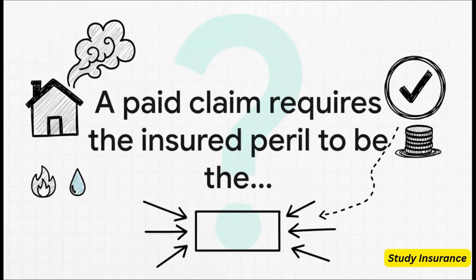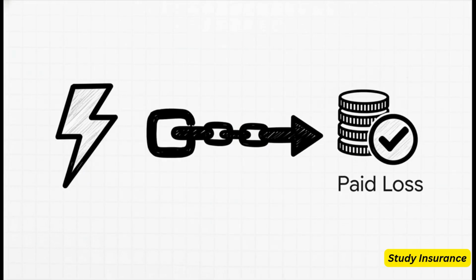And our final question. This is the big one, the main takeaway. For an insurance claim to be paid, the loss has to be caused by an insured peril that was the A, remote cause, B, immediate cause, C, proximate cause, or D, only cause. You got it. The answer is C, proximate cause. That is the fundamental rule you have to know. The covered peril must be the proximate cause.